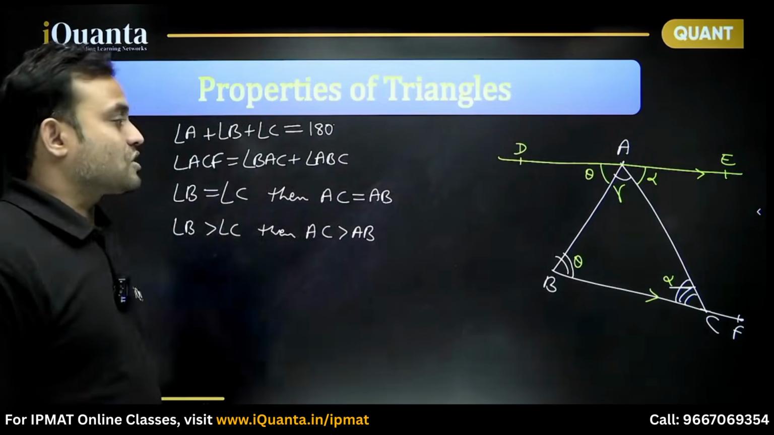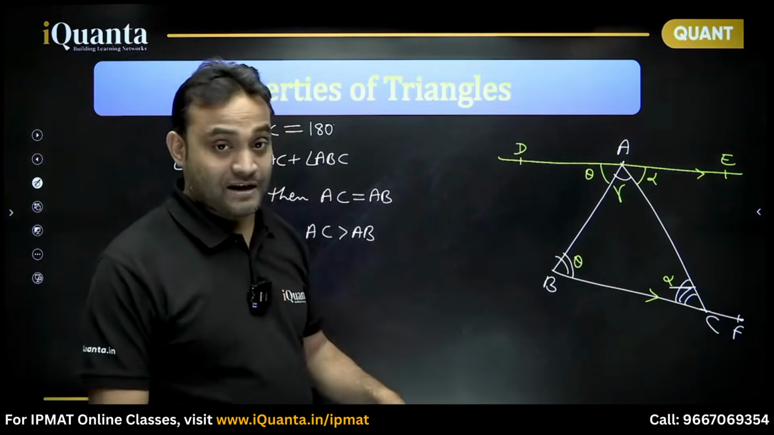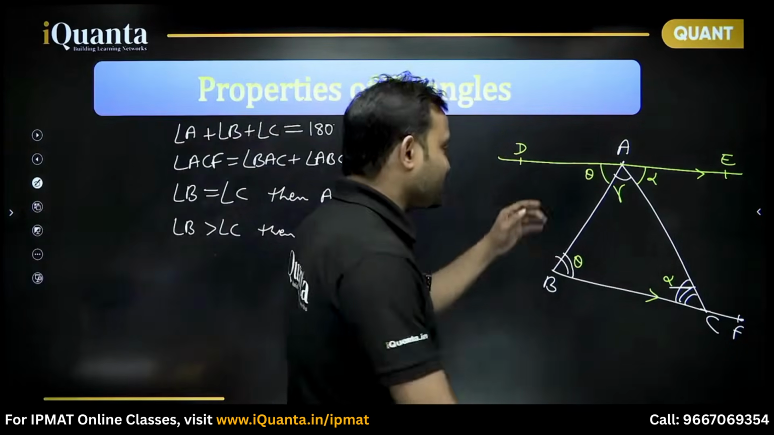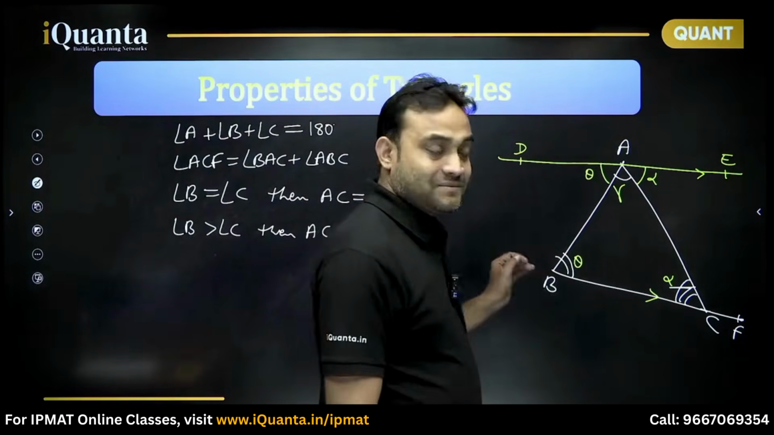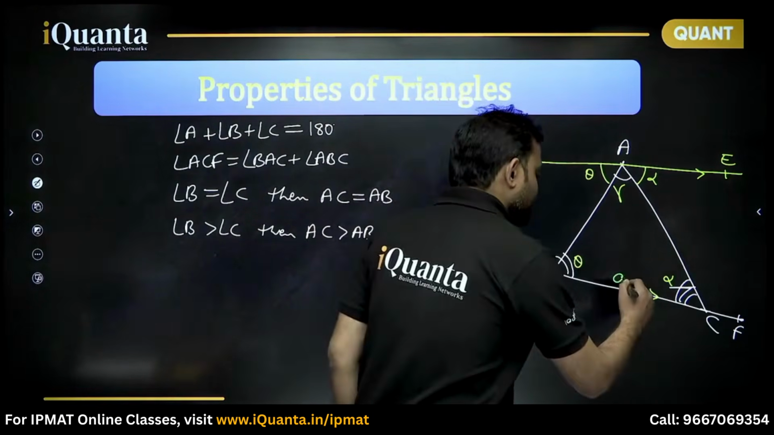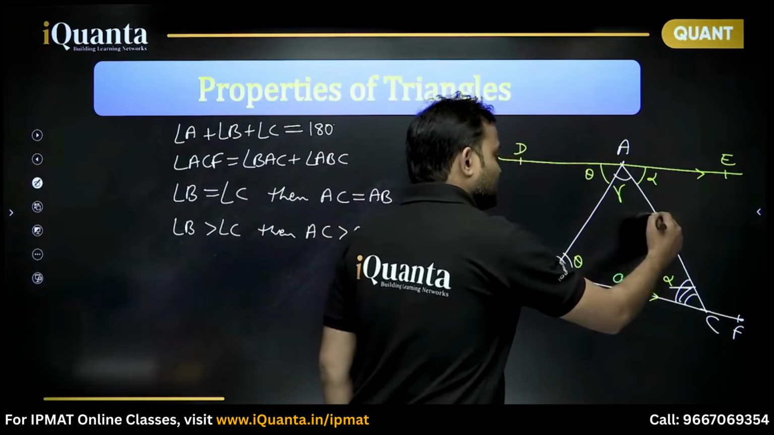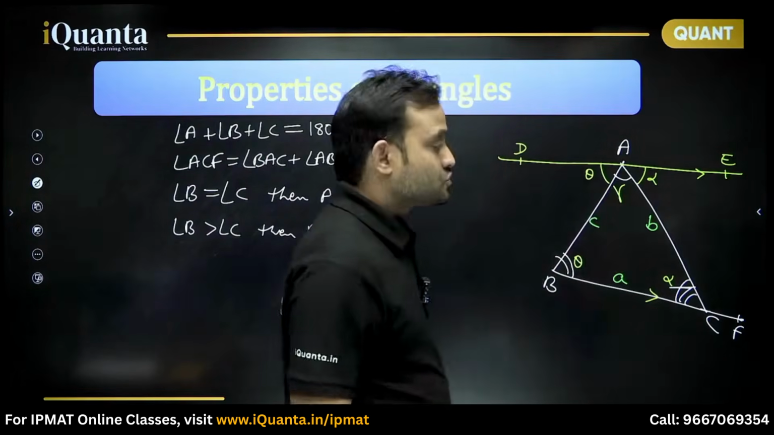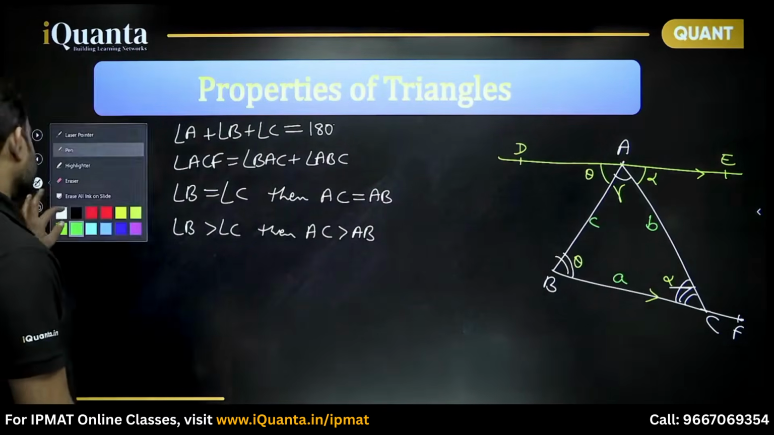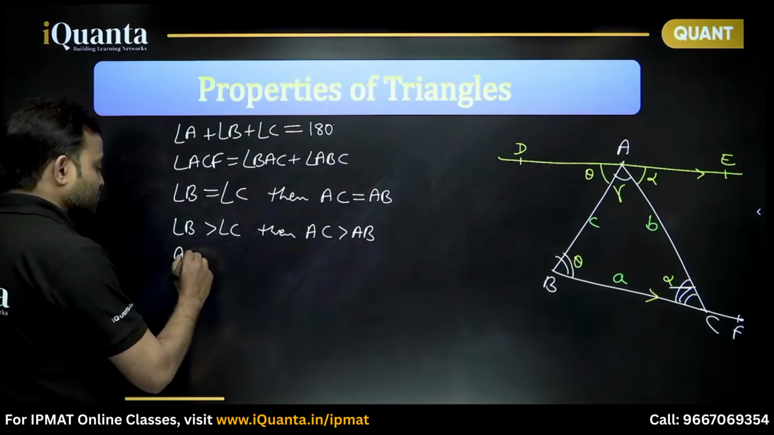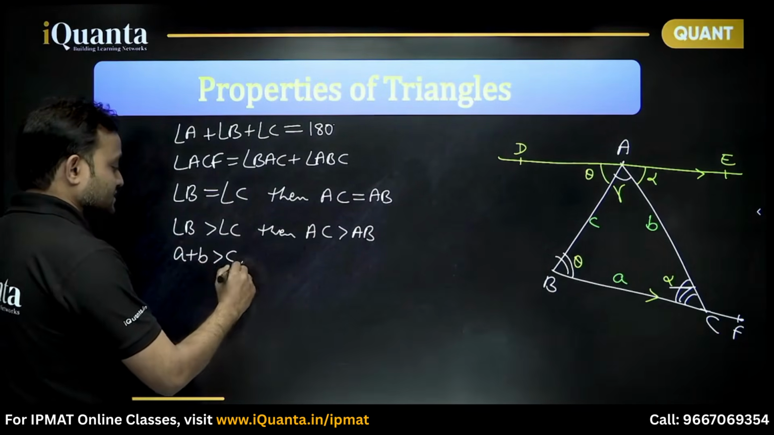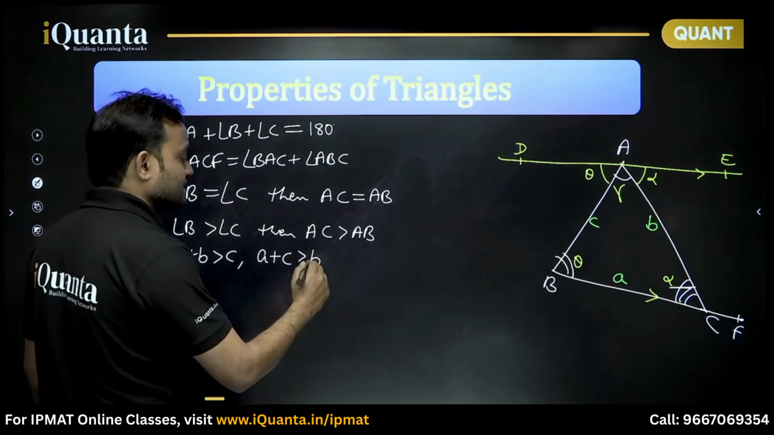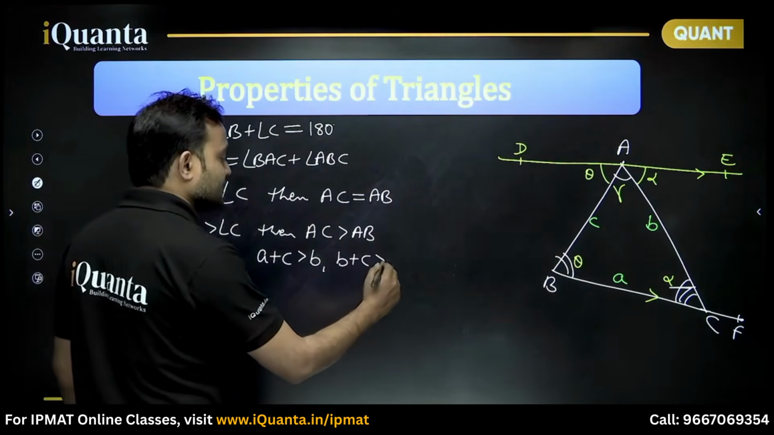Apart from that, if we talk about properties of sides in a triangle, what can we say? So first, you should know that in triangle ABC, side length BC is denoted as a, side length AC is denoted as b, and side length AB is denoted as c. So the property of sides says that the sum of any two sides must be greater than the third. Means a plus b will be greater than c, a plus c will be greater than b, and b plus c will be greater than a.